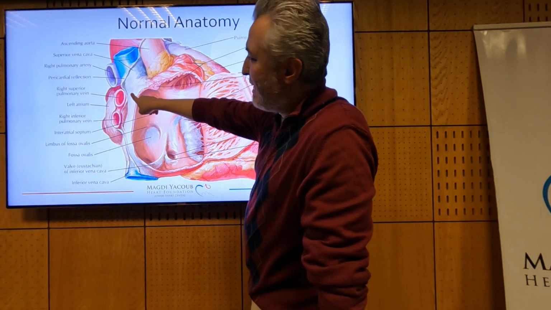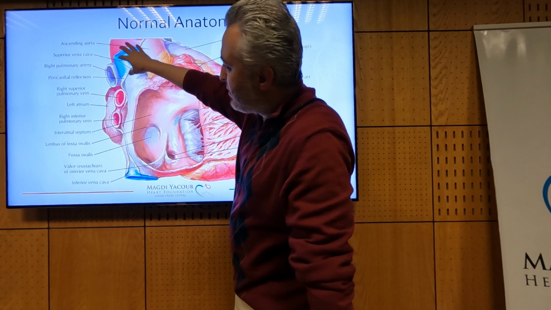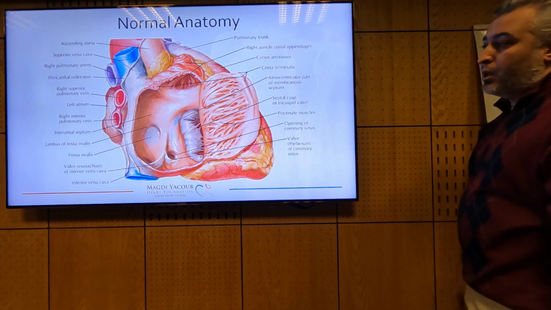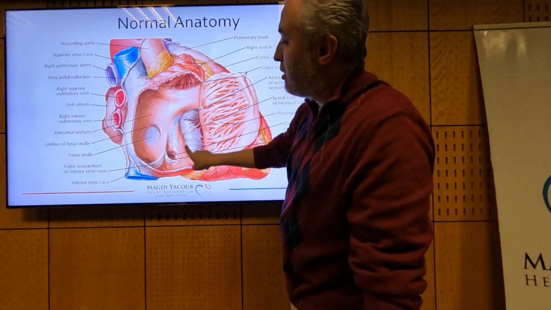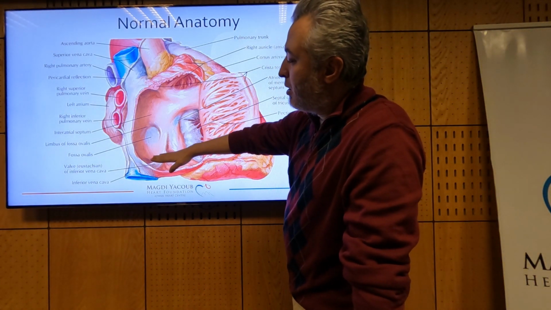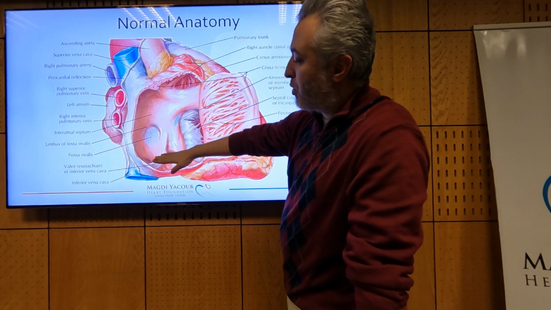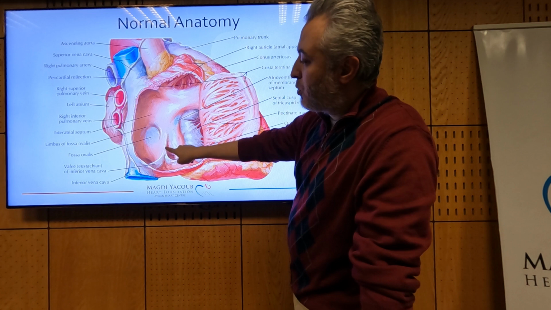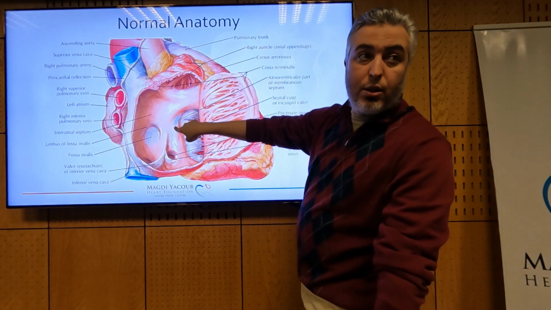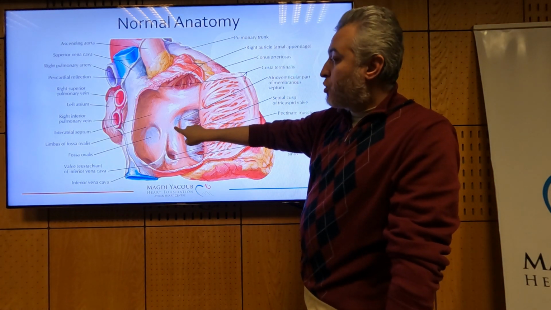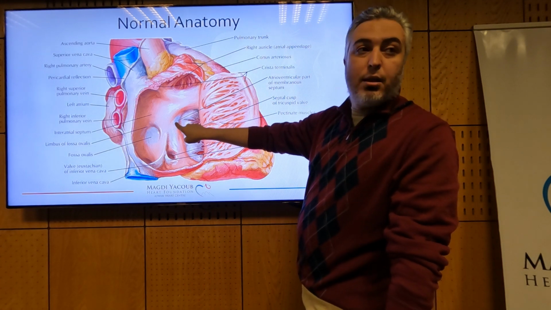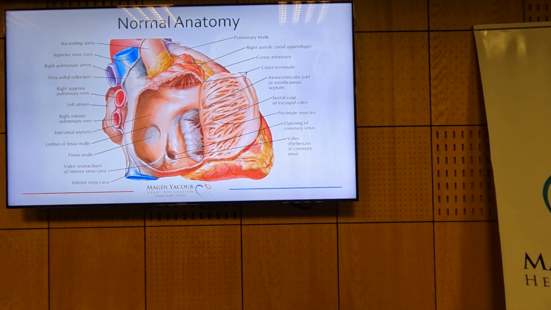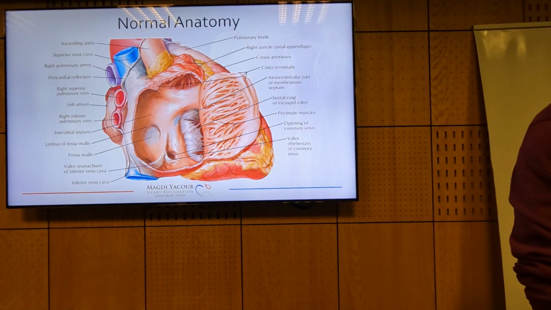So here would be the SA node, which is at the junction of the SVC and the right atrium at the crista terminalis. And here would be the triangle of Koch, bound by the ostium of the coronary sinus, the septal leaflet of the tricuspid valve, and the tendon of Todaro. The apex of that would be the site of the AV node, which immediately anterior to it is the membranous septum, where you get the conduction bundle of His and bundle branches going into the ventricle.